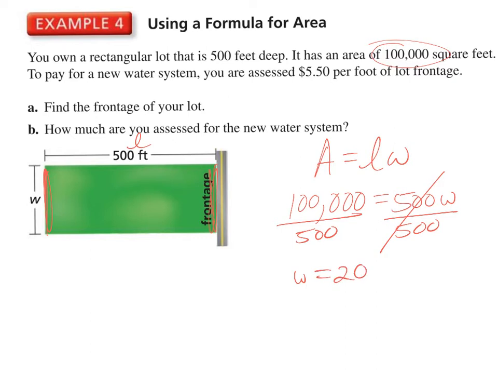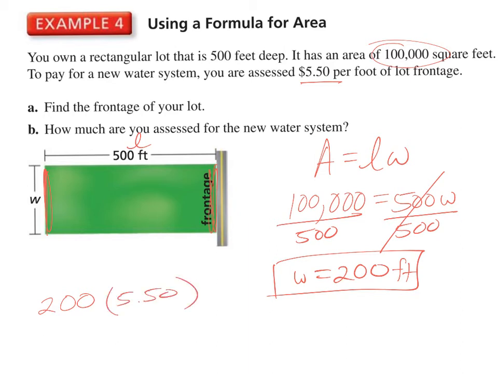All right, 200 times. All right, that represents the width. And then it says, how much are you assessed for the new water system? Okay, well, the width is 200 feet. And it says it's $5.50 per foot. So I'm just going to multiply.